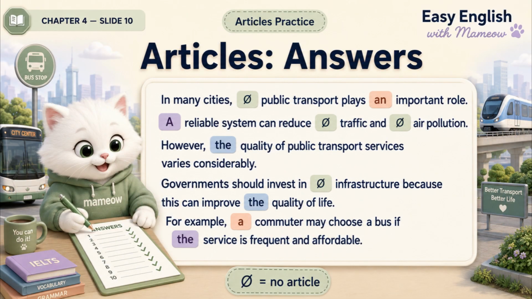Public transport, traffic, air pollution, and infrastructure are being discussed generally, so they take no article. Important begins with a vowel sound, so we say an important role. A reliable system and a commuter introduce nonspecific singular countable nouns. We use the quality because a particular quality is being described. The quality of life is a conventional specific expression. The service refers to the bus service in this context.